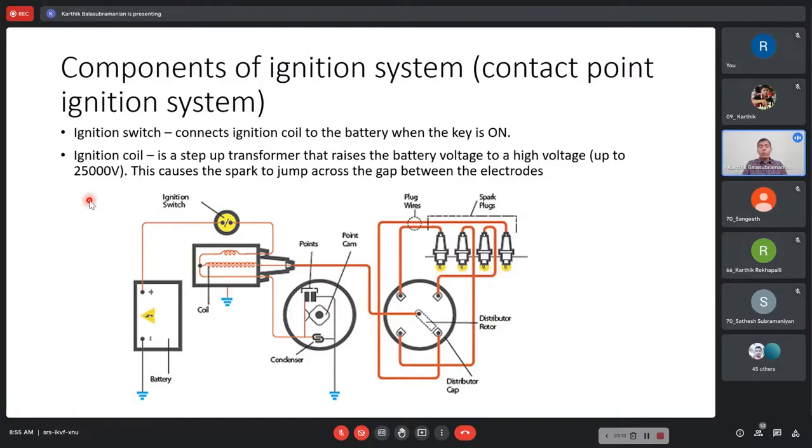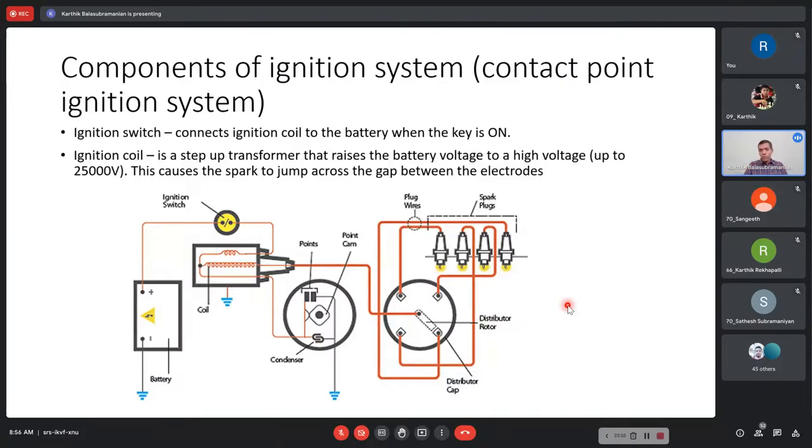Yes, sir. If not, please go ahead and read about a step-up transformer, how it does it. So this causes the spark to jump across the gap between the electrodes. So you get a very high voltage. When you supply that high voltage to the spark plug, it has to close the circuit and there is a gap, and only when you have high voltage can a current jump happen. So you provide that high voltage in the gap and there is a current jump across the gap. So that is the spark. There's nothing but the spark, right? So that is the ignition coil. It's nothing but a step up transformer.